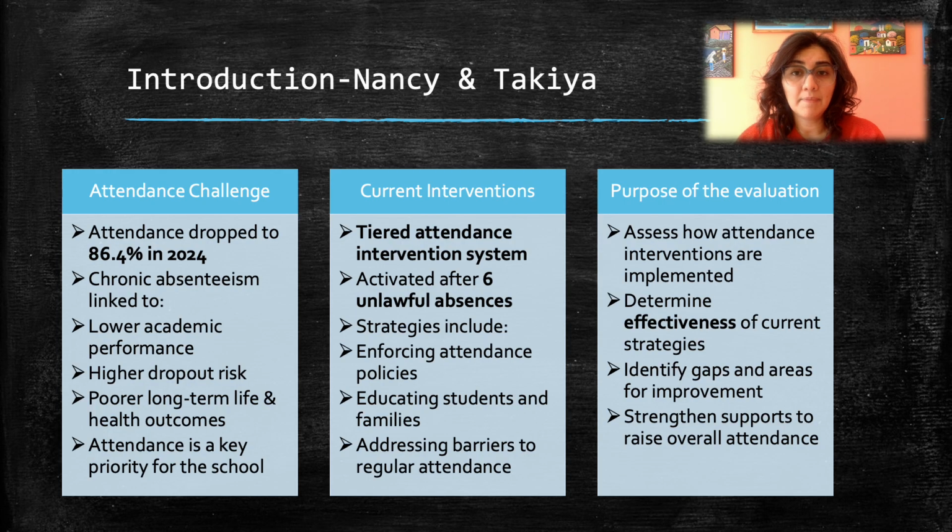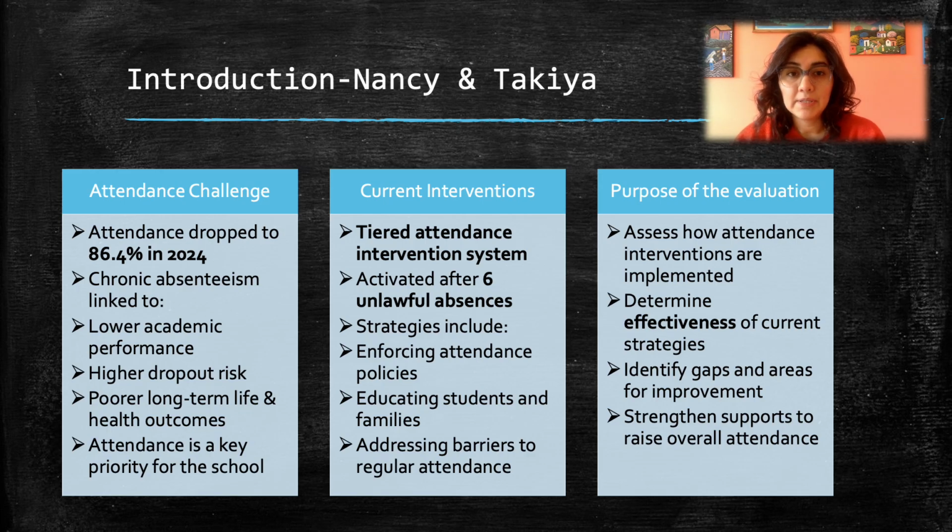For the current interventions to address this issue, Wheatland uses a tiered attendance intervention system that is activated when students reach 6 unlawful absences. These interventions include enforcing attendance policies, educating families about the importance of attendance, and identifying barriers that keep students from attending regularly.